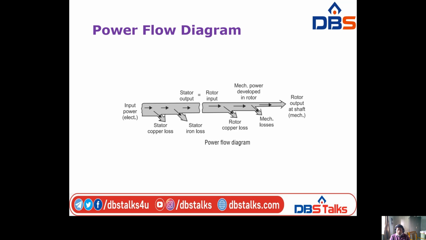Now, let's explain the power flow diagram. Input power is the electrical power for the three-phase induction motor. Output power at the shaft is mechanical power. In between these two, the electrical power is given to the stator. That means in the stator, stator copper loss and stator iron loss are available, right? So input power is given to the stator. In the stator, what losses are occurring? Stator copper losses and stator iron losses. These two are included in the stator.